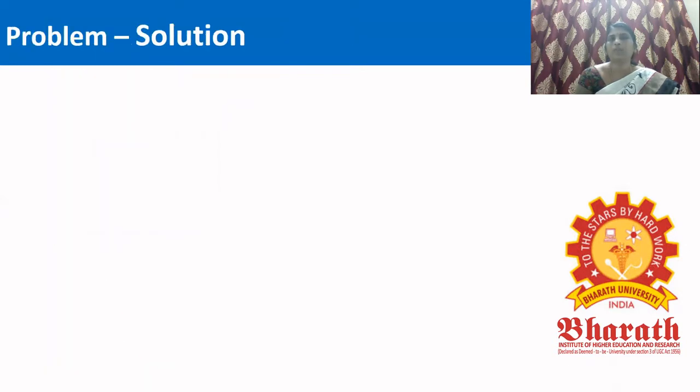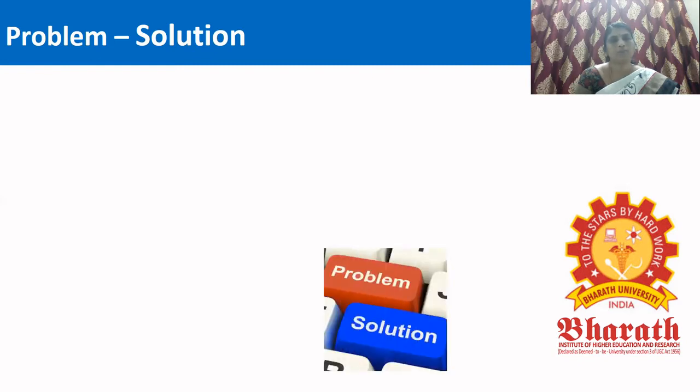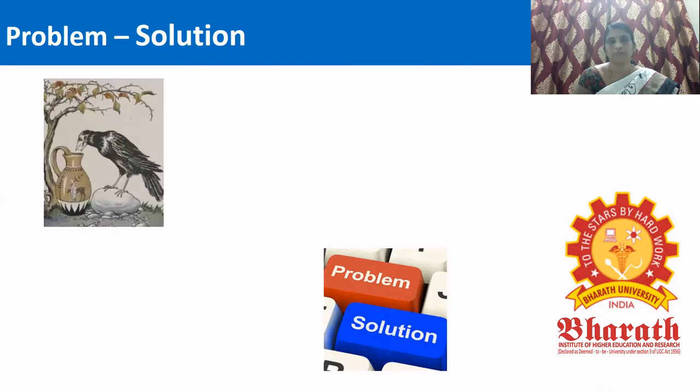First, we start with problem solution. So in everyday life, we have problems and we need a solution for it. So a problem always needs a solution. For example, in the kindergarten story of the thirsty crow, there was a problem for the crow to have water from a jar. The solution was it put stones and the water came up, and there was a solution to its problem.